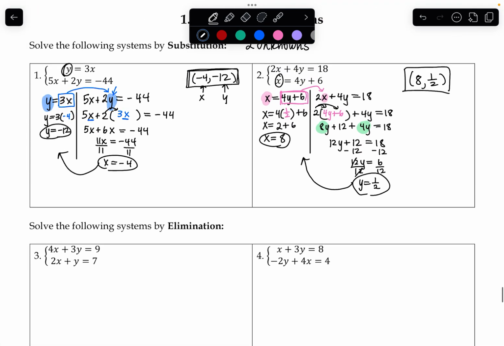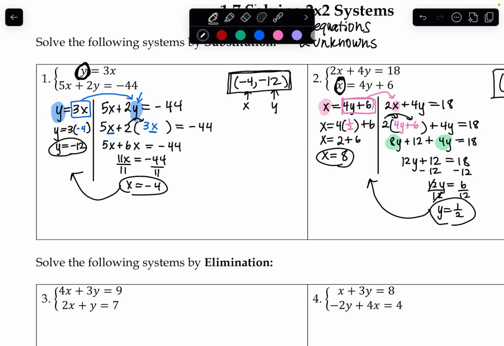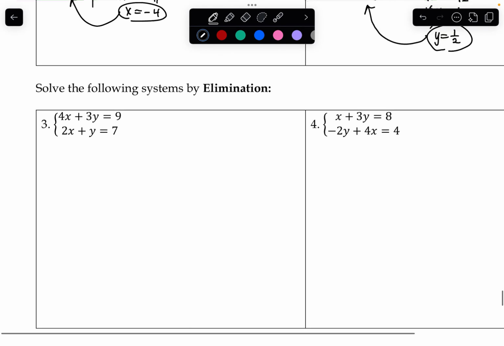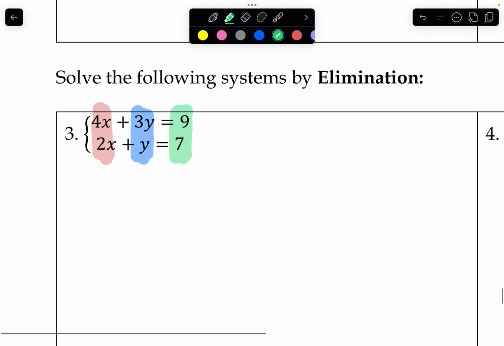Okay, so that substitution is very useful when one of your variables is already solved for. If you don't have this setup, you can make that setup by solving one of your equations for a variable. But we do have another method called elimination. Elimination works when you have both of your equations in standard form so that your x's are lined up, your y's are lined up, and your constants are lined up. You need that set up because what you're going to do is add the equations together, and you want to create a situation where one of the variables cancels out. Right now, if I were to add 4x plus 2x, I would get 6x. 3y plus y is 4y, so none of them canceled out.